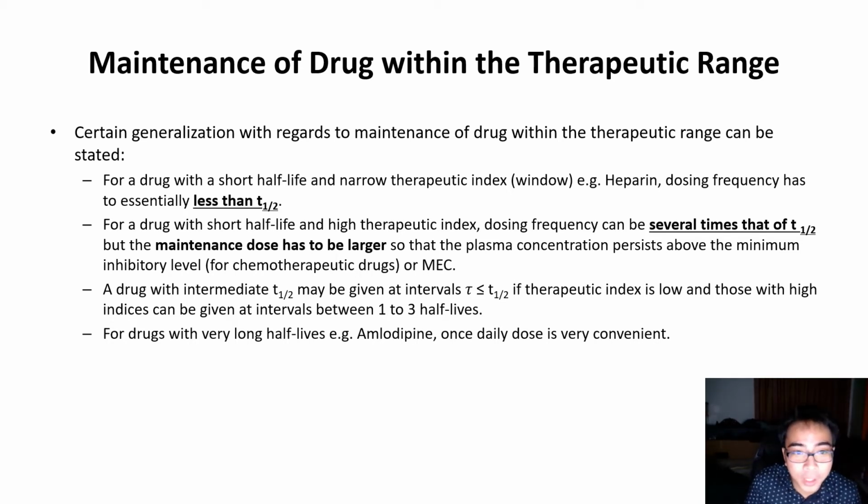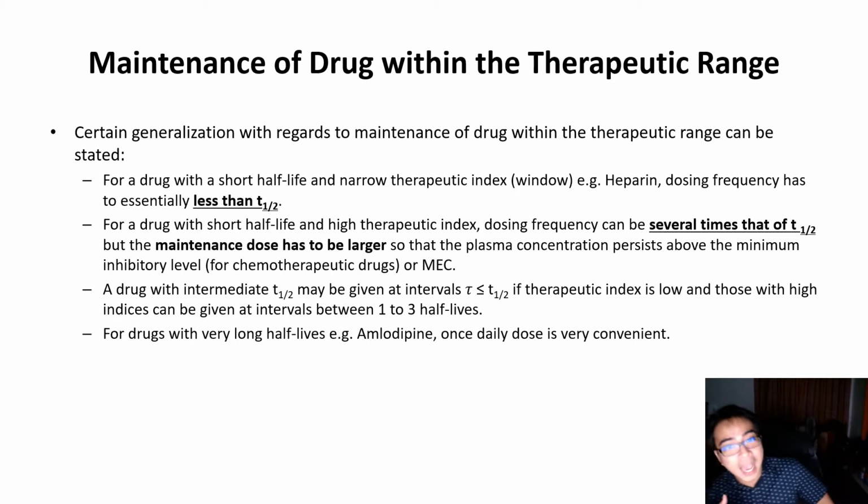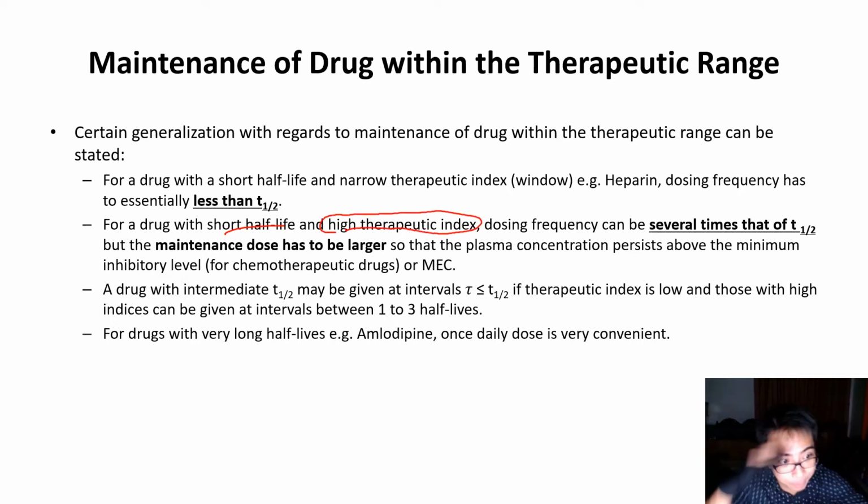Okay, and for a drug with a short half-life and high therapeutic index, dosing frequency can be several times that of your half-life, but the maintenance dose has to be larger, so that the plasma concentration can persist above the MEC. So, kung gusto mong bagalan ang dosing frequency mo, pwede naman, pero taasan mo ang maintenance dose mo. Alright? These are for drugs with short half-life and then high therapeutic index. Ibig sabihin, malapad yung therapeutic window niya. So, malaki ang difference between MSC and MEC.